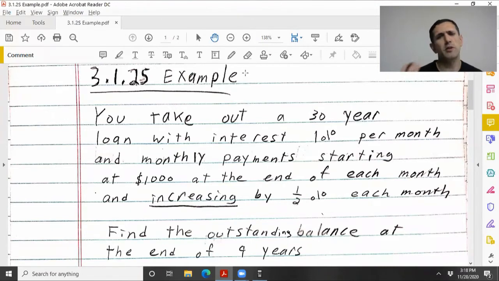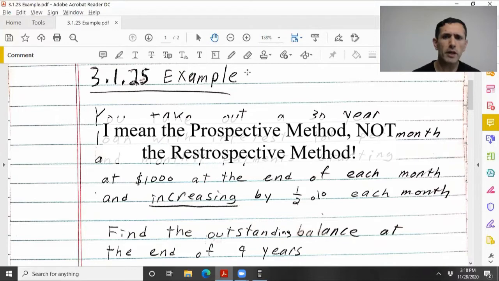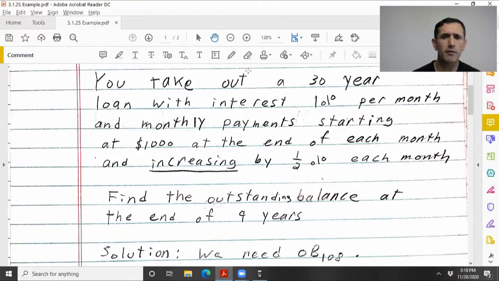So in some sense, this is really just plug and chug. We're just going to use the retrospective method. To do that, we need all the payments after the 9th year. First of all, I want to make clear what the 9th year really means. Well, that means T is 108, because that's 108 months; 9 times 12 is 108. So we need to use the retrospective method when T equals 108.